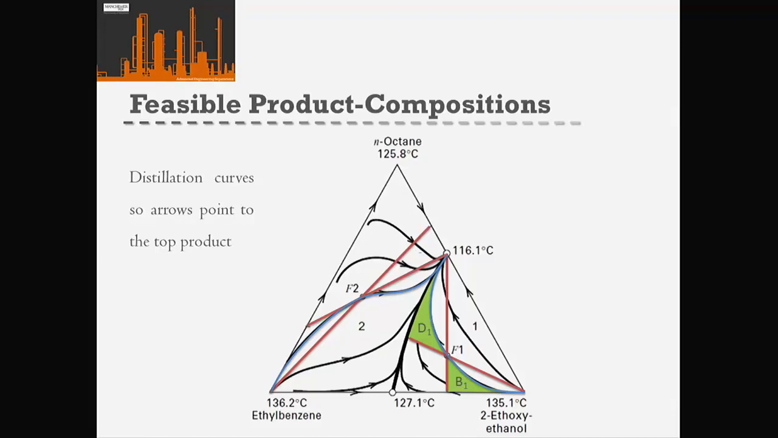But again, we still go in the region between our residue curve and our extreme distillate line to get our bottom product region, and we still go between our residue curve and our extreme bottom product line there to get our distillate region. So if we have our F2, the only feasible products we can have are in those green areas.